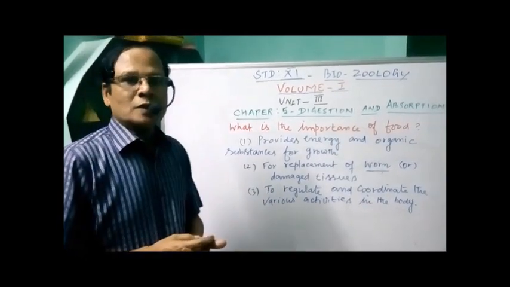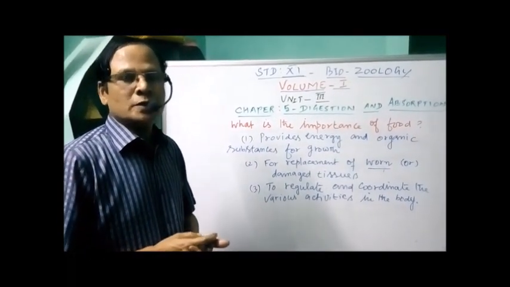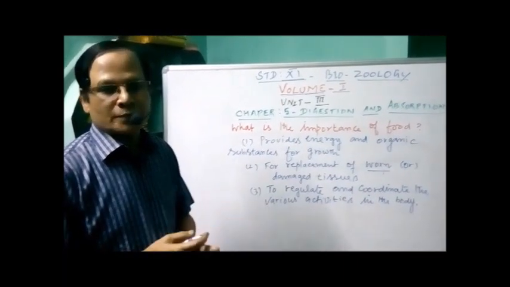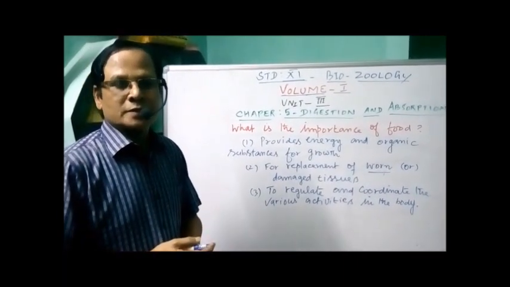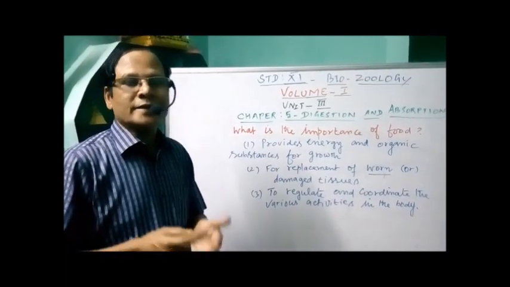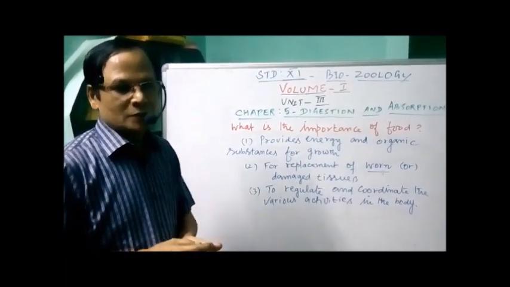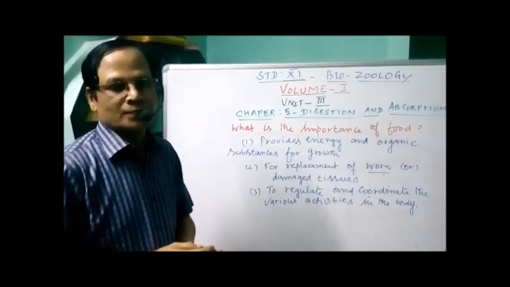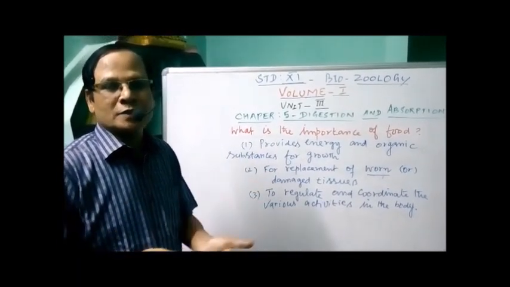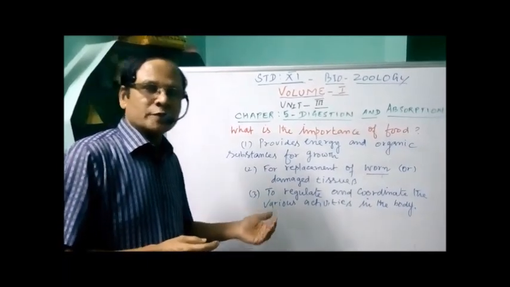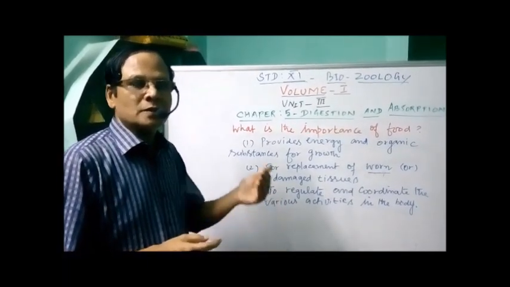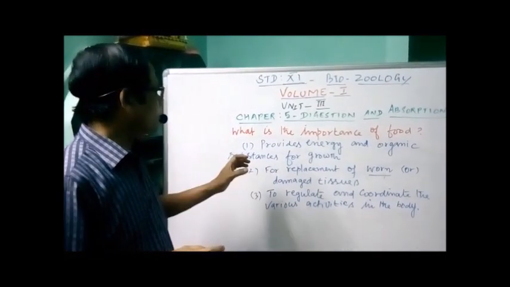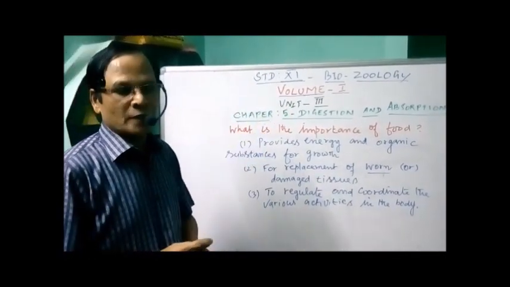Then, we also need food to regulate and coordinate the various activities in the body. For example, vitamins and minerals are considered regulating substances. They regulate the various activities of the body. The deficiency of vitamins or minerals results in the development of various diseases. That's about the importance of food.